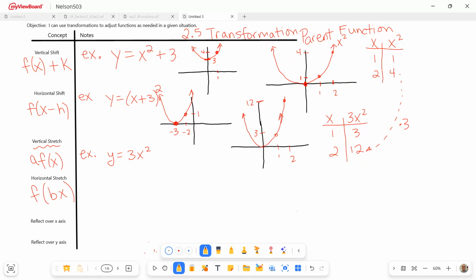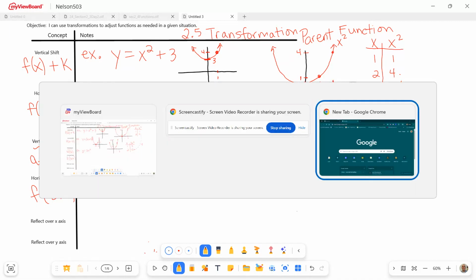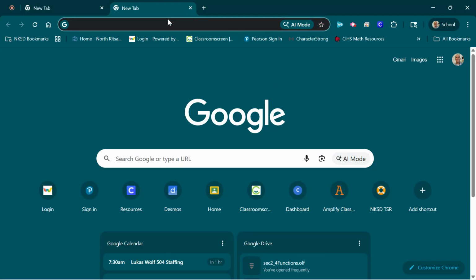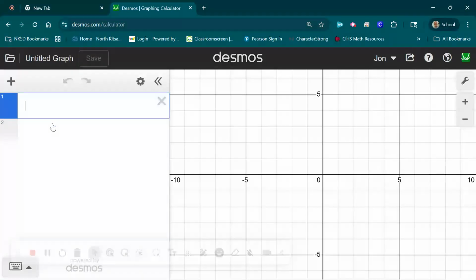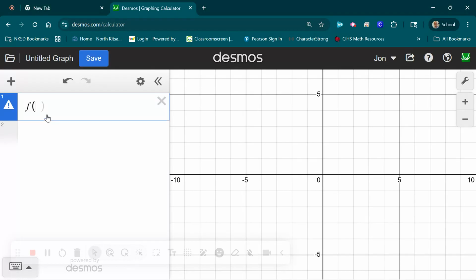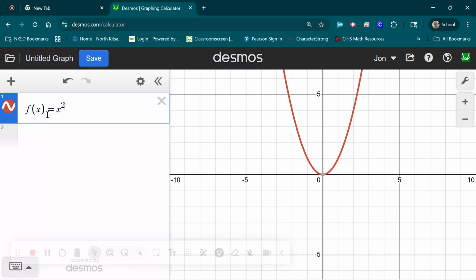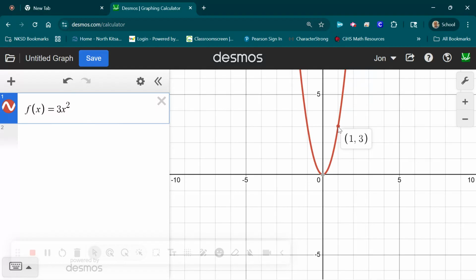So let me jump over to Desmos and show you what I'm talking about, okay? It's much quicker and easier to show if we just have this to look at. So let's say we had f of x equals x squared, right? Now watch, when I put a 3 in front, look how it looks like it gets skinnier, right? Well, because I went over 1 and I've gone up 3 now. So that's pretty easy to understand.